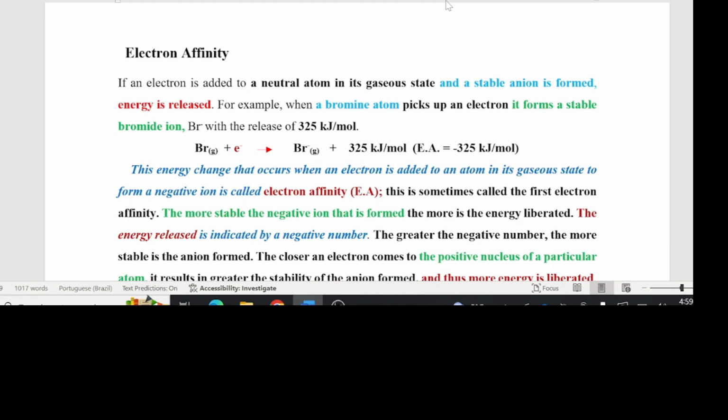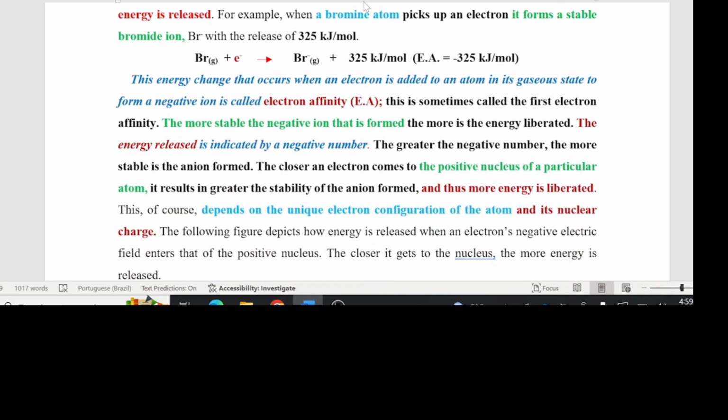Electron affinity. If an electron is added to a neutral atom in its gaseous state and a stable anion is formed, energy is released. For example, when a bromine atom picks up an electron, it forms a stable bromide ion, Br⁻. If 1 mole does that, the amount of energy released is equal to 325 kilojoules. So this is the equation here.